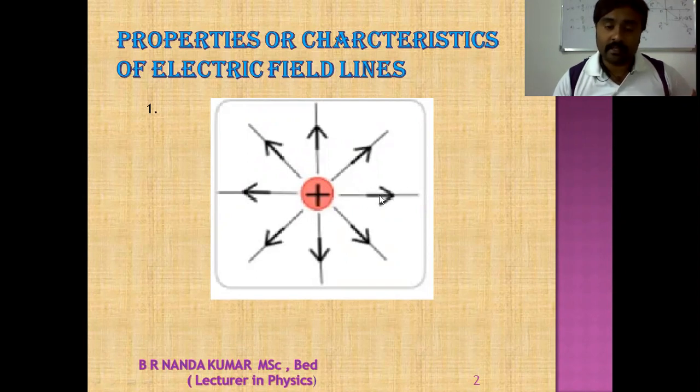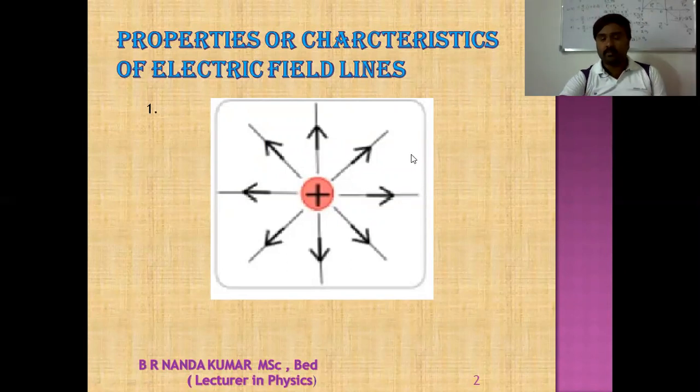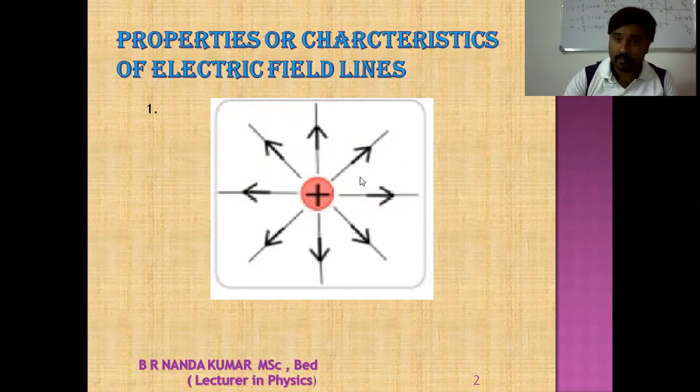If a test charge plus Q naught is placed on this line due to this isolated positive point charge, what happens? The plus Q naught will experience a repulsive force. So this is the electric field line, an imaginary line along which a unit positive test charge would move in the field. The electric field line is also called electric lines of force.